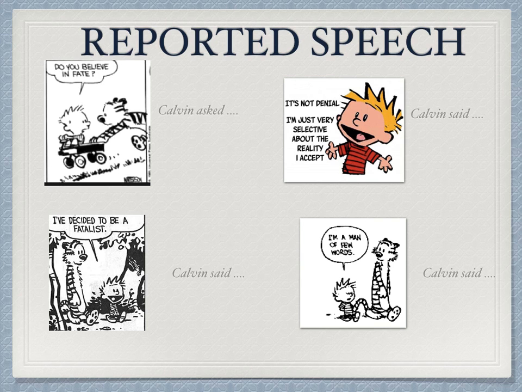In the second picture, Calvin says, "It's not denial. I'm just very selective about the reality I accept." I must report his sentences. I will start with Calvin said and report his words. Third picture: "I've decided to be a federalist." You need to report this sentence as well. And finally, the last one: "I am a man of few words." That's what Calvin says, and that's what you need to report. Pause the video and do your homework.